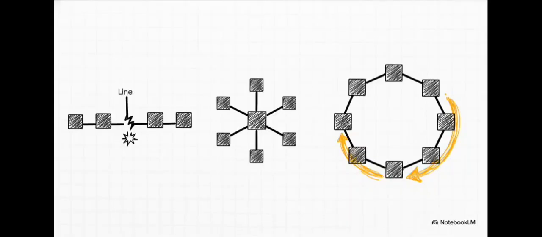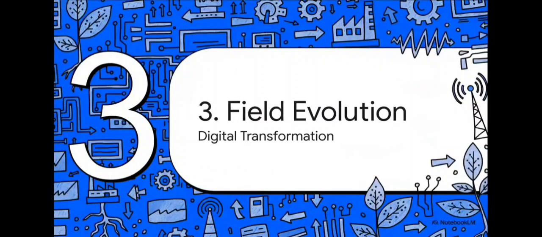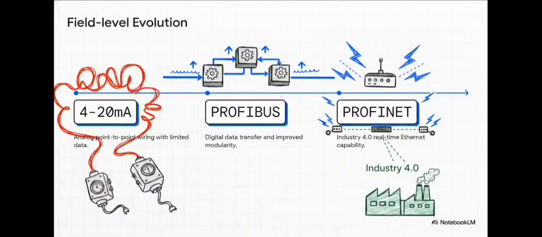The network never splits. All right, let's step down to the sensory organs of our operation. Welcome to the field-level digital evolution. And this brilliantly illustrates just how far industrial communication has come. I mean, we started with conventional 4 to 20 milliamp analog wiring, which was clunky, point-to-point, and gave us almost zero diagnostic data. Then we moved up to Profibus, which brought in digital data transfer and modularity. Finally, we arrive at Profinet, the absolute leading Industry 4.0 Ethernet standard. It essentially takes the ruggedness of the past and injects lightning-fast, real-time capability directly down to the actual sensor.